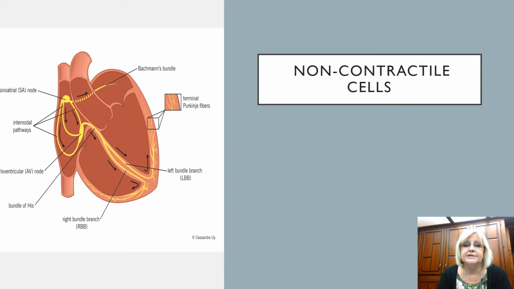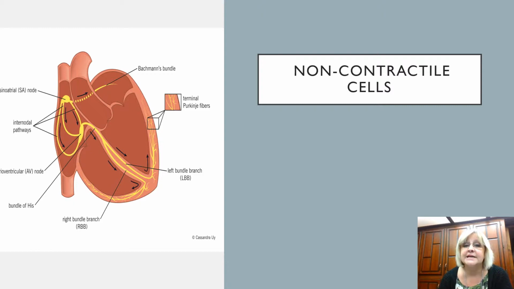The non-contractile cells are in the SA node, the AV node, the bundle of His, and the Purkinje fibers. So let's look at the slide and see where these are in the heart. The SA node is in the right atrium. That's up on the top. This is where the electrical impulses will generate the action potential for the contraction.